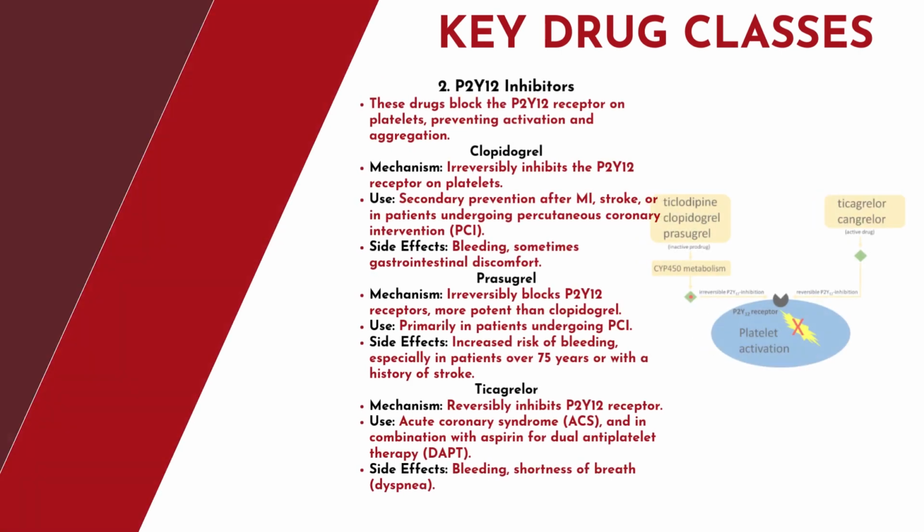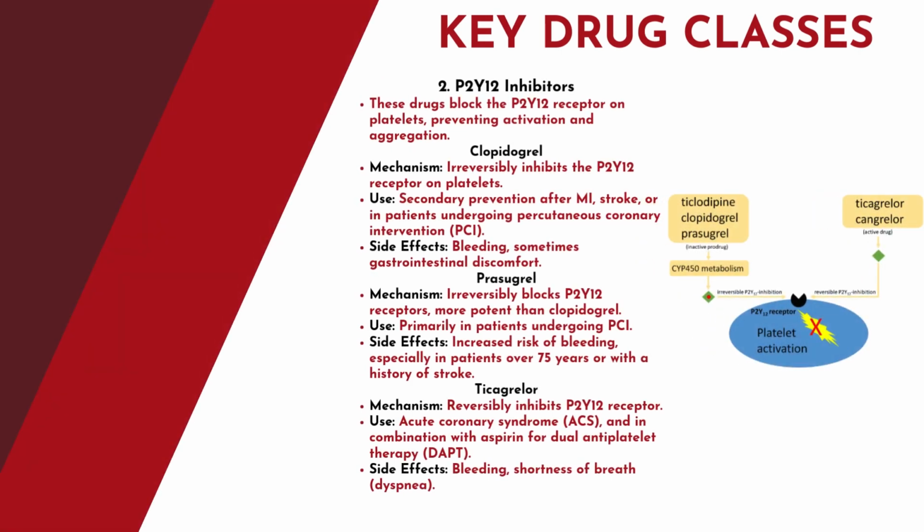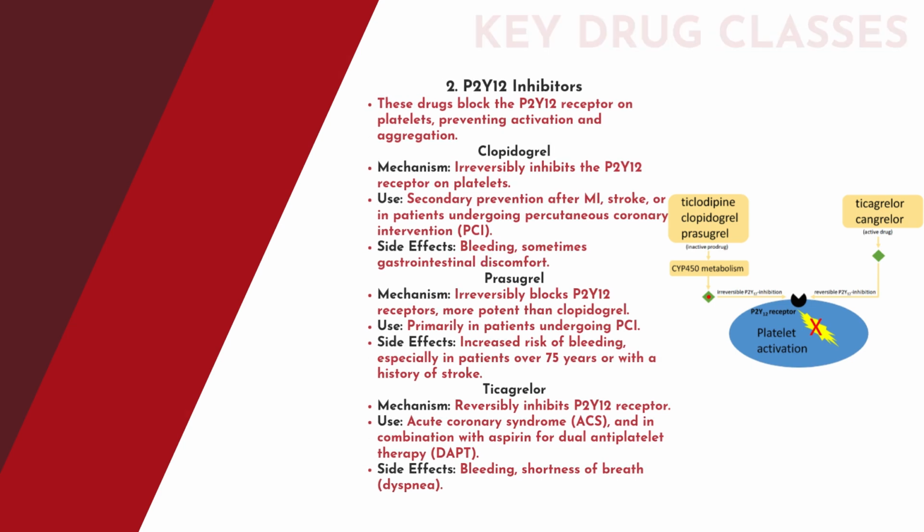2. P2Y12 inhibitors. These drugs block the P2Y12 receptor on platelets, preventing activation and aggregation. Clopidogrel. Mechanism: irreversibly inhibits the P2Y12 receptor on platelets. Prasugrel. Mechanism: irreversibly blocks P2Y12 receptors, more potent than clopidogrel. Ticagrelor. Mechanism: reversibly inhibits P2Y12 receptor.